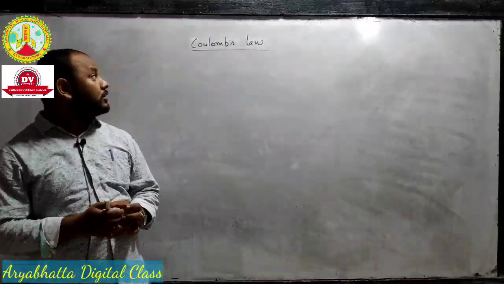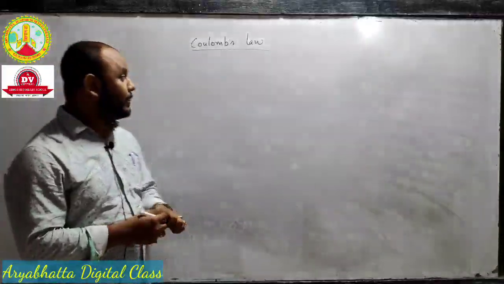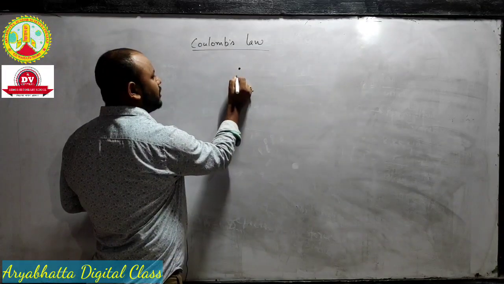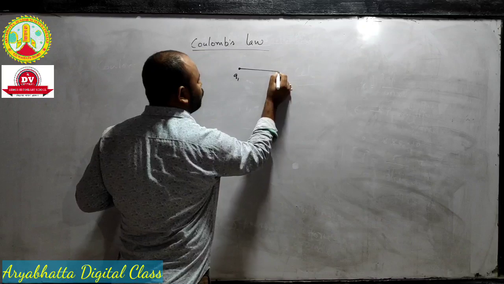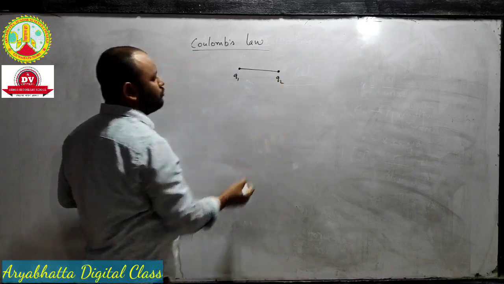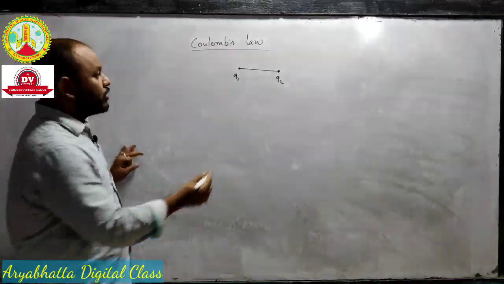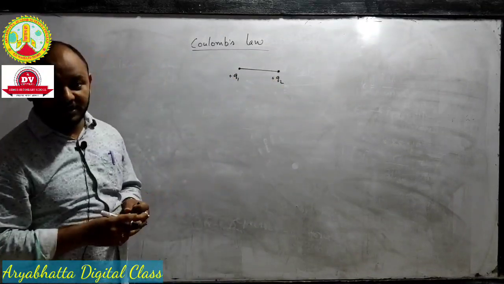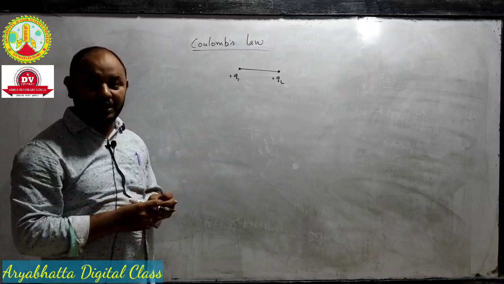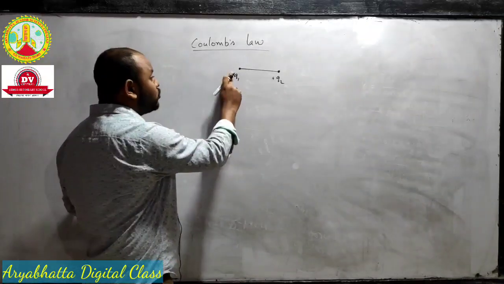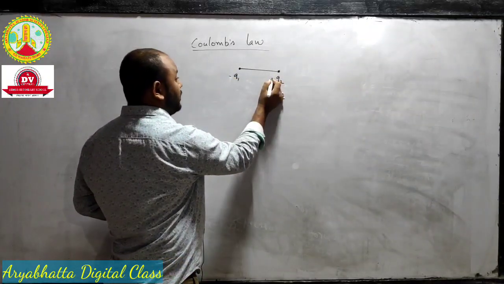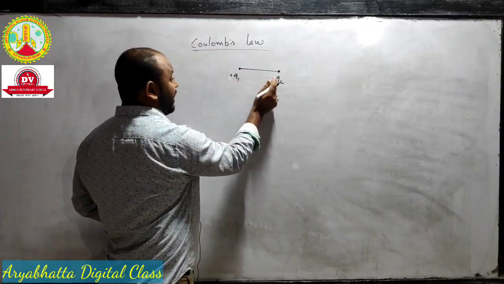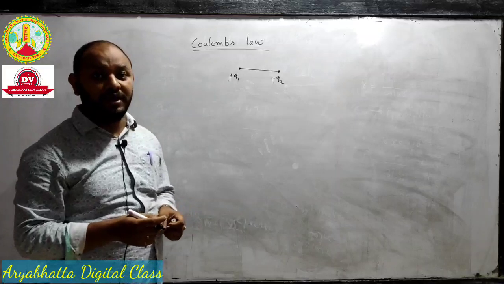We will discuss Coulomb's law. Let us consider two surfaces, Q1 and Q2. You can consider two positive. If you consider two positive surfaces, there will be repulsion. If you consider two negative surfaces, there will also be repulsion. If you consider one positive and another negative, then there will be attraction.